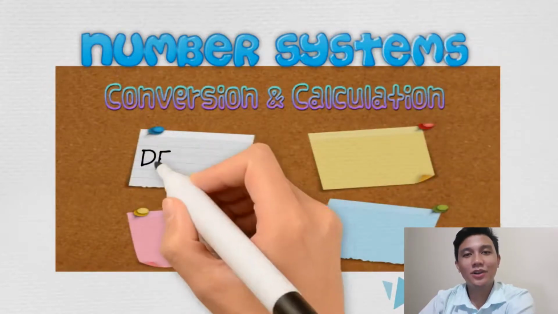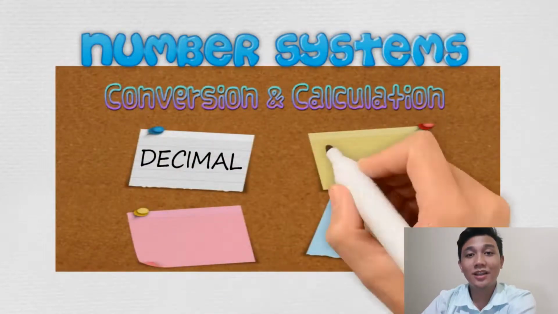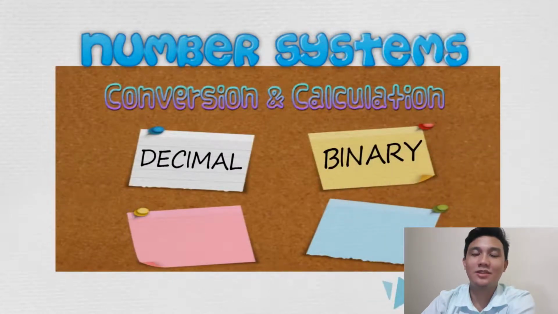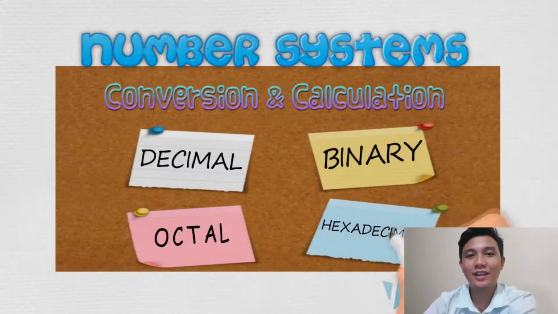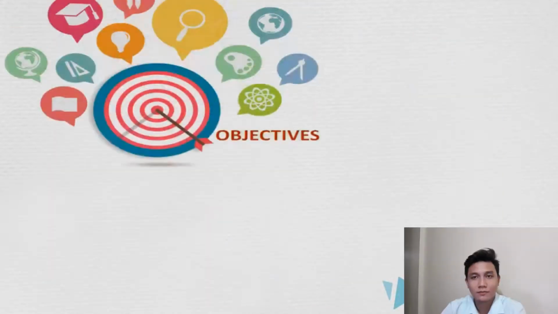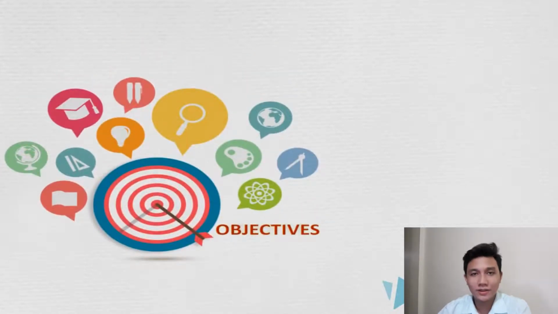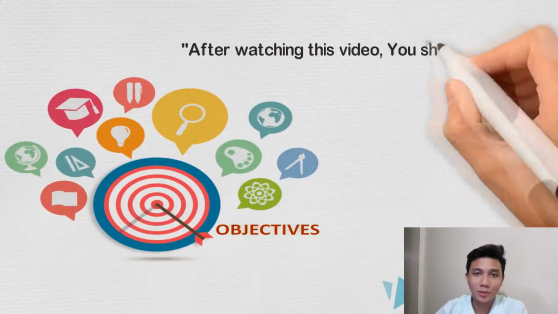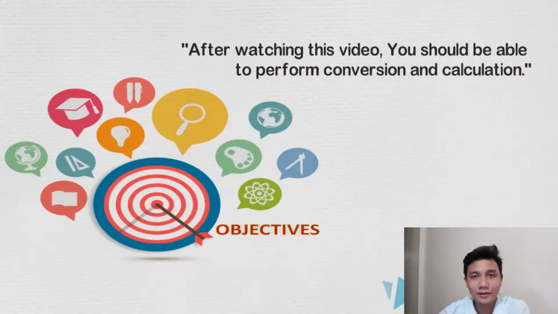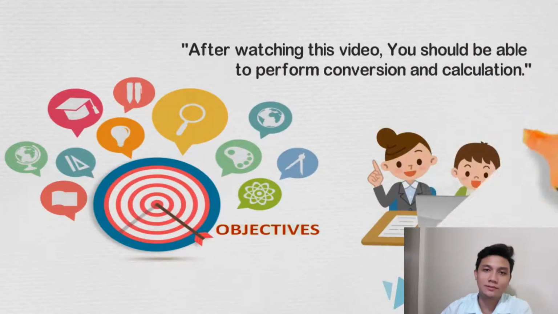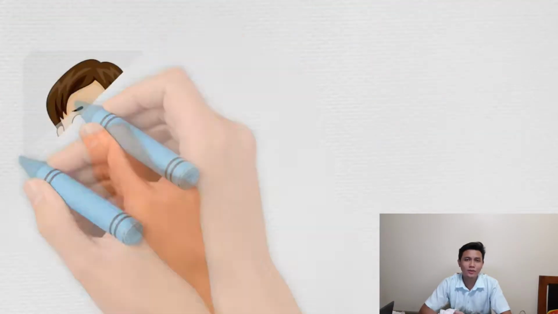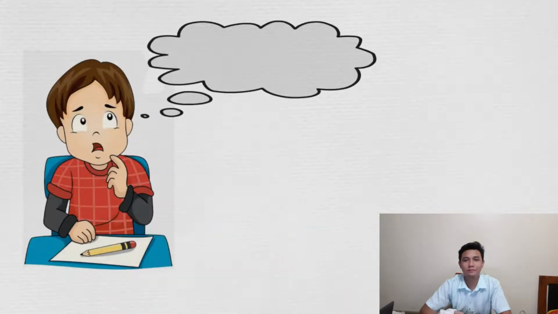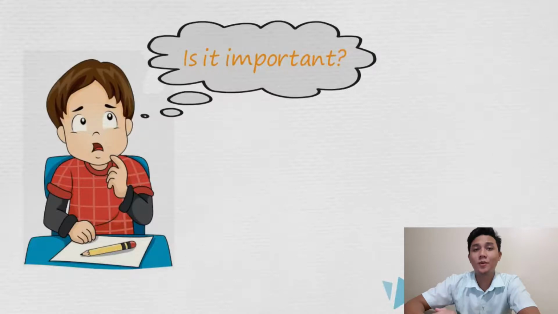Our topic in this video is about conversion and calculation of number systems such as decimal, binary, octal, and hexadecimal. After watching this video, you should be able to perform conversion and calculation and understand the significance of it. Some students are asking, why do we need to know conversion and calculation of number systems? Is it important? Of course yes.